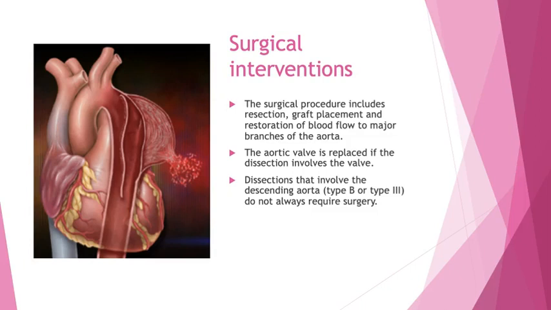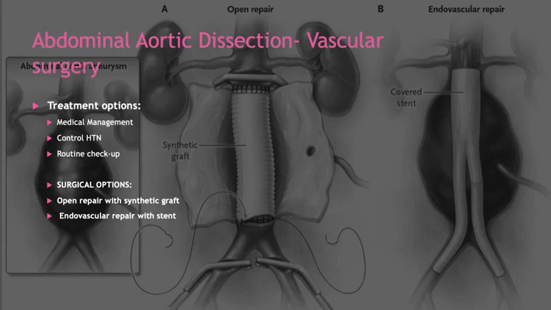Now, the surgical procedures include resection, graft placement, and restoration of the blood flow to major branches of the aorta. Typically, the aortic valve will be replaced too if the dissection involves the area of the valve. The areas that involve the descending aorta do not always require surgery, even if they dissect. So that'll depend partly on patient stability, size, risk factor management, etc. As I said before, the abdominal aortic dissection is a vascular surgery problem. They could consider medical management.